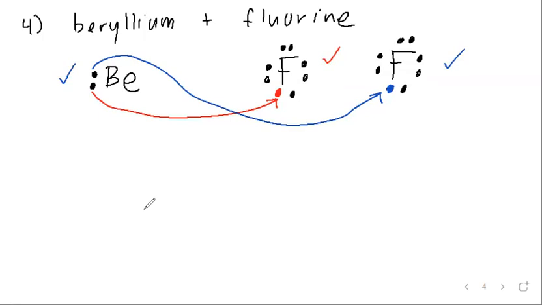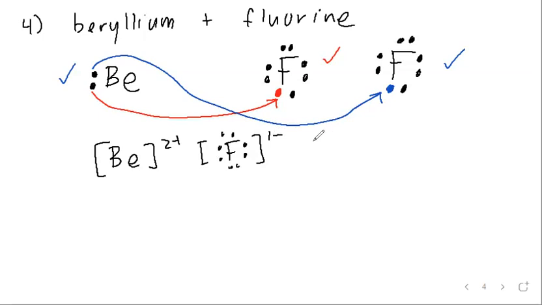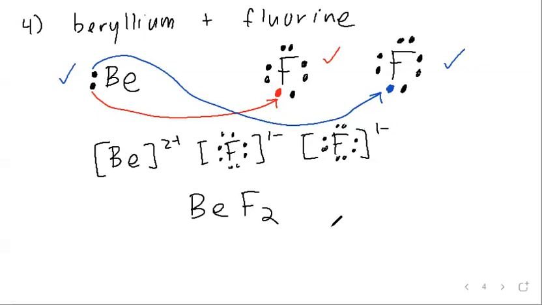So it looks like the electron configuration of the preceding noble gas, helium, which has a full duet. Its outermost shell is completely filled now. So the result is that we end up with a Be2+ ion, because beryllium gave up 2 electrons. And we end up with fluorine 1- and a second fluorine 1- with a full octet as well. So the chemical formula for this would be BeF2. There's 1 beryllium ion, Be2+, and 2 fluorine ions, F1- and a second F1-.